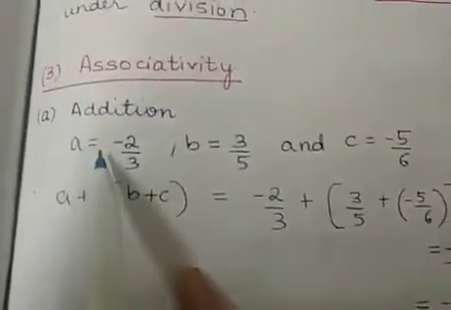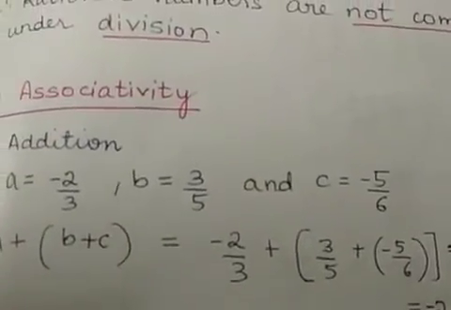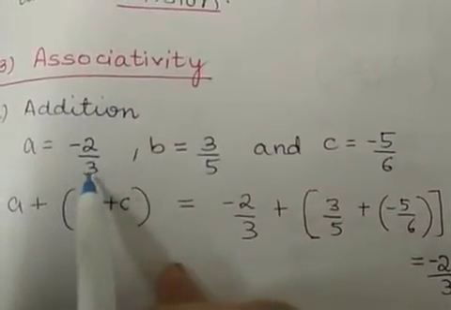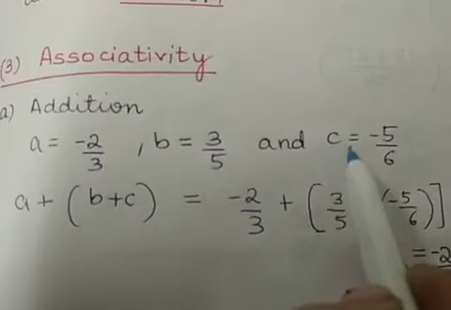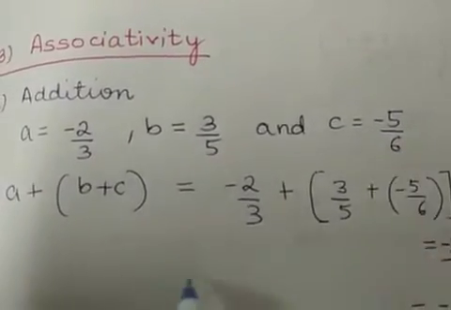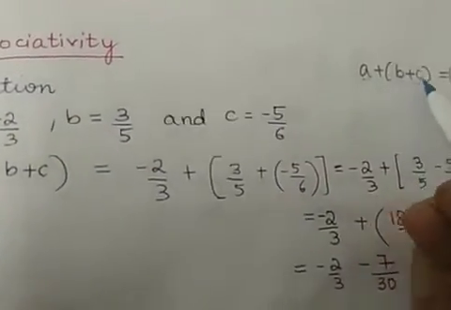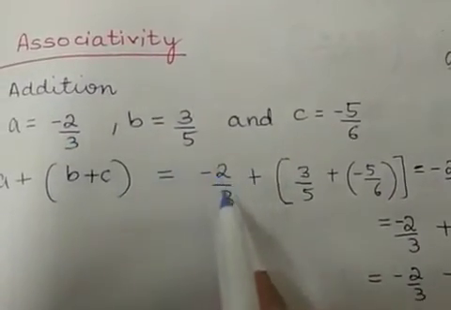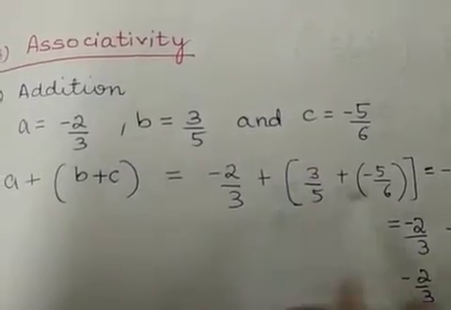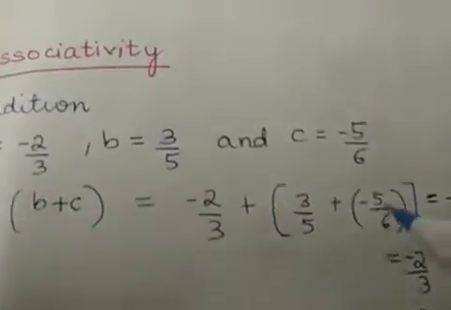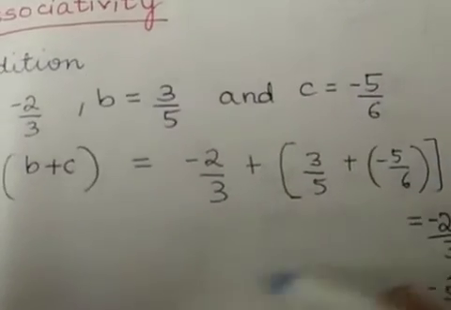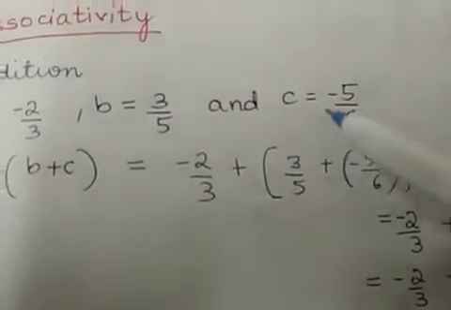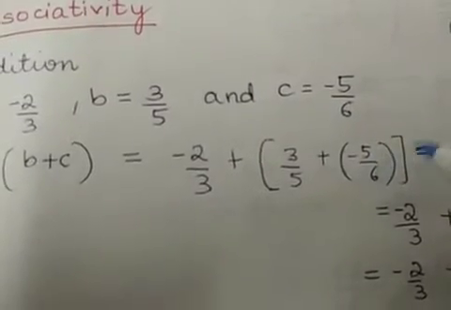So let us take the first, addition. Suppose I take a as minus 2 upon 3, b as 3 upon 5 and c as minus 5 upon 6. Then first we will take a + (b + c). Your a is minus 2 upon 3 plus, I have taken square bracket here because I have a number with a negative sign, 3 upon 5 plus c, which is minus 5 upon 6.